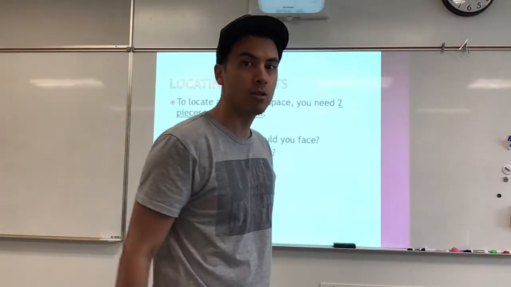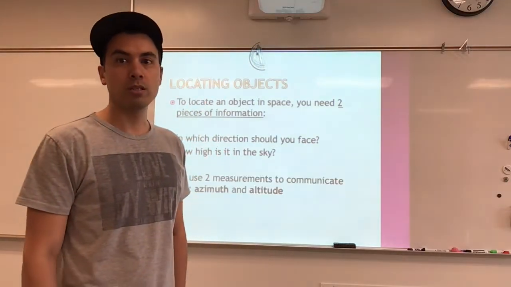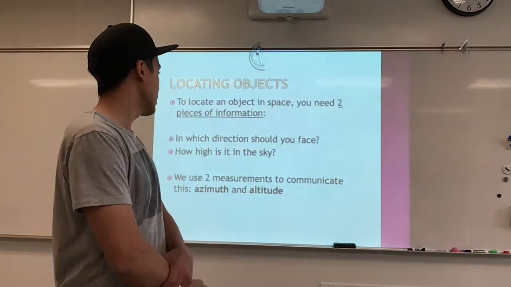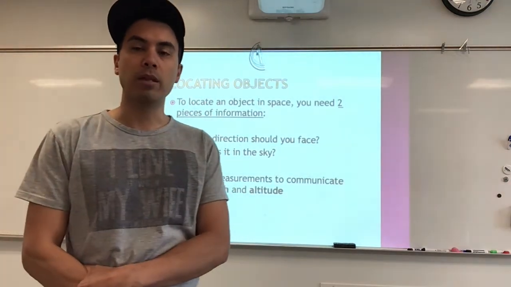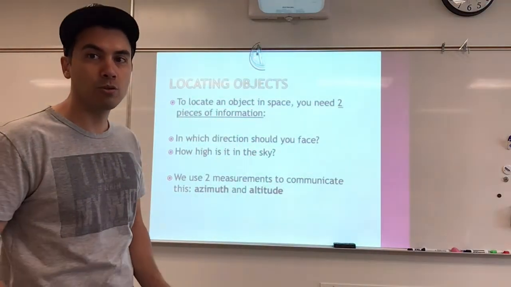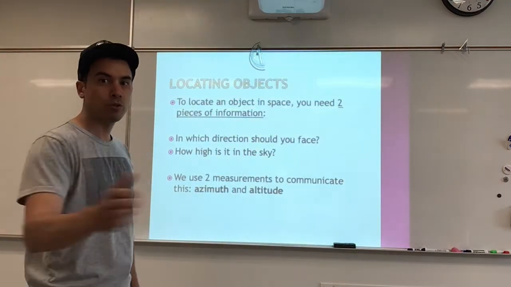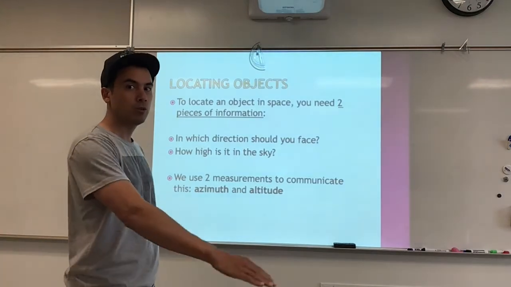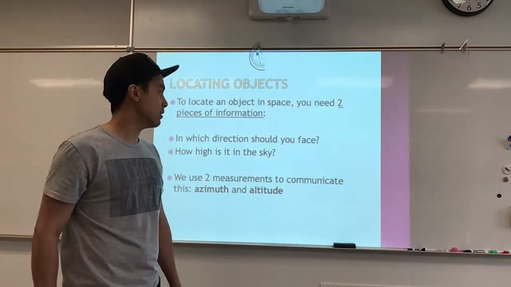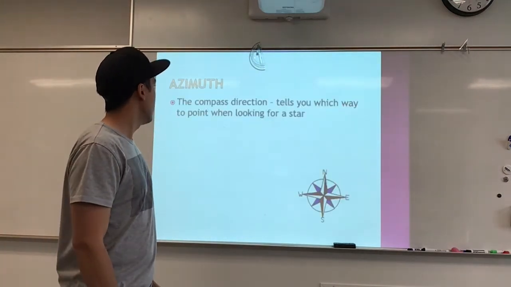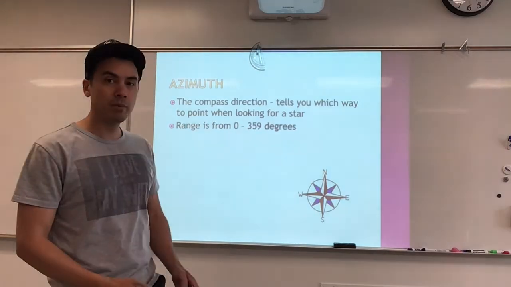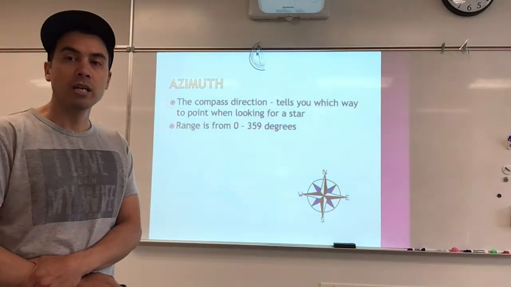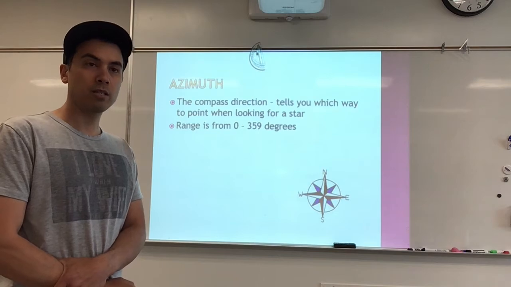in the sky. And so we're going to use a coordinate system called the azimuth altitude method. So azimuth is just kind of like using your compass to figure out which direction you're going to point, and altitude is how high it is above the sky. And so azimuth is like your compass direction. It's between 0 and 360 degrees.